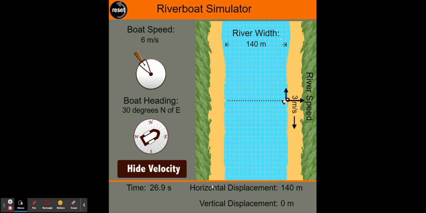The vertical displacement is 0, and the time is under 30 seconds, which is a good enough time. And so according to me, this is the best way to cross the river.